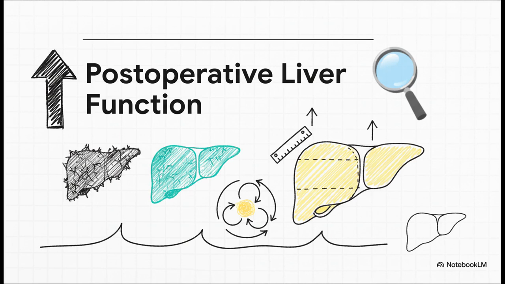First, what's the quality of the liver we're working with? Is it healthy or is it cirrhotic or fatty? Second, how much liver are we going to leave behind? That's the future liver remnant, the FLR. And third, does that remaining liver actually have the oomph to regenerate? If any one of these is off, you're heading straight for postoperative liver failure.